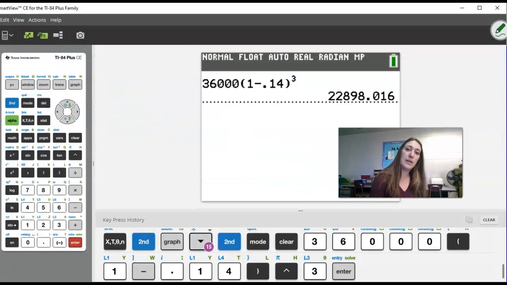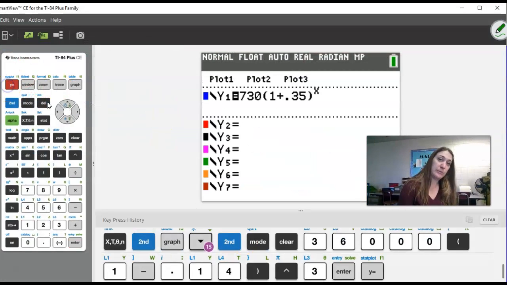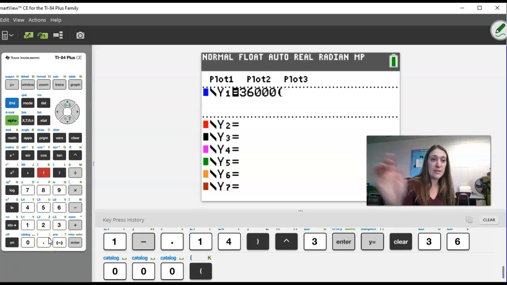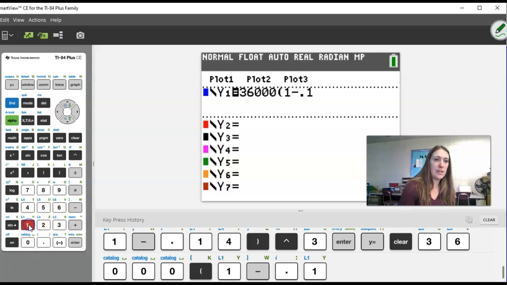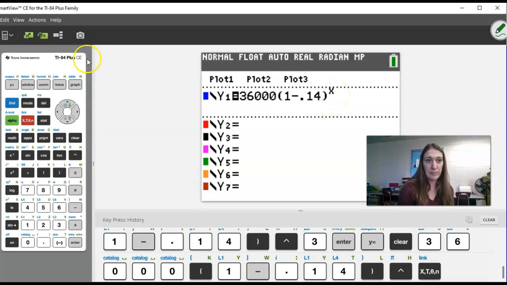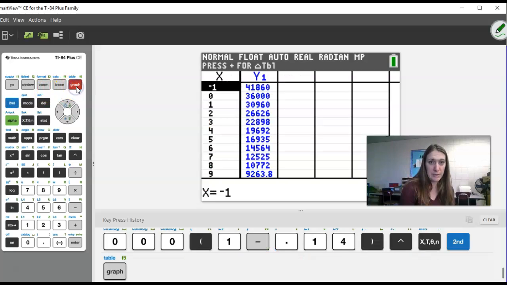Now this time, we're in the y1 menu. The reason I didn't type that other problem into the y1 menu is because I knew time. I knew time was 3. If I just put 36,000 and then 1 minus 0.14 to the third power, when I went to my table, it would just give me like a whole bunch of stuff. I'll show you what I mean in a second. But well, I'll show you another way that we could get the previous question right. All right, important part right here, to the x power, make sure that's got a variable there. All right, let me show you what I'm saying here.